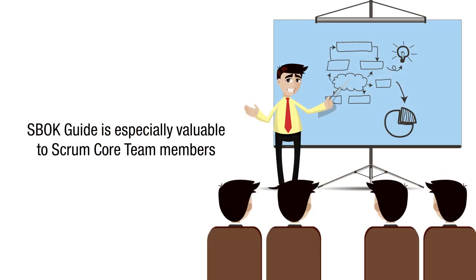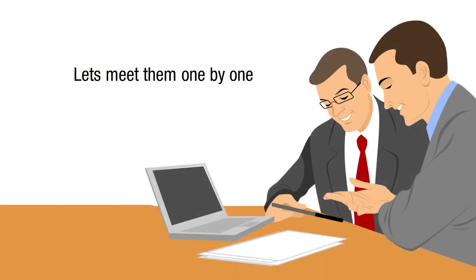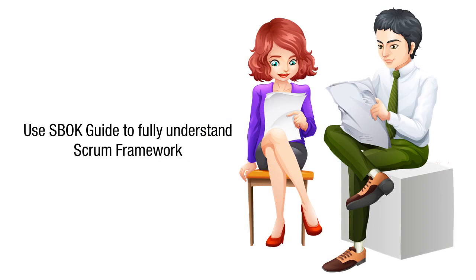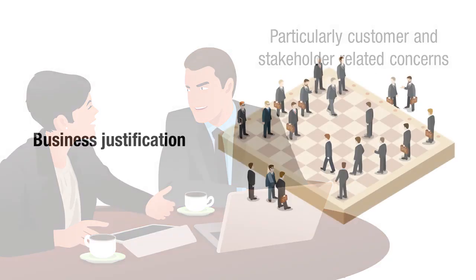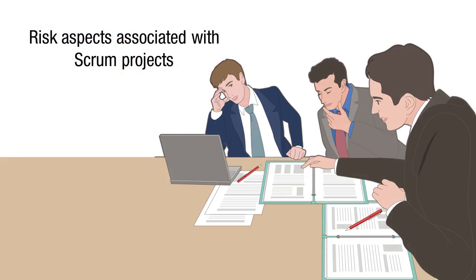The SBOK Guide is especially valuable to the Scrum Core Team members. Who are the Scrum Core Team members? Let's meet them one by one. Here come the product owners first. They use the SBOK Guide to fully understand the Scrum framework and particularly the customer stakeholder-related concerns involving business justification, quality, change, and risk aspects associated with Scrum projects.